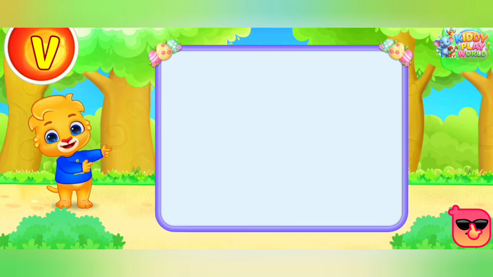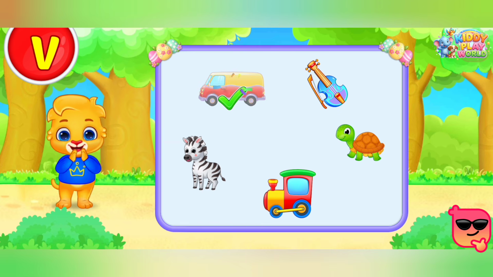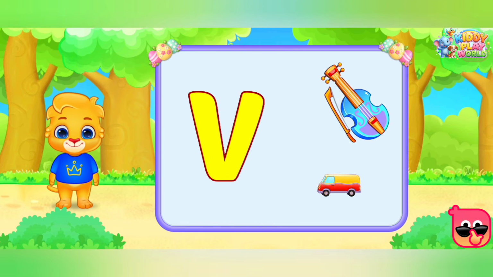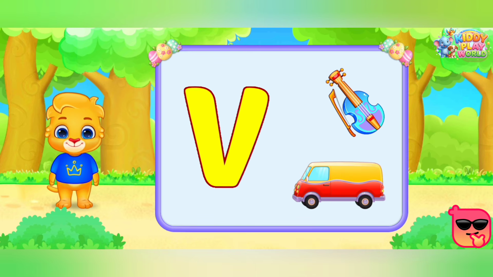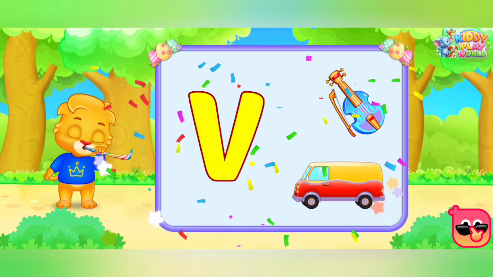Tap the picture that starts with letter V. V is for violin. V is for van. Well done!